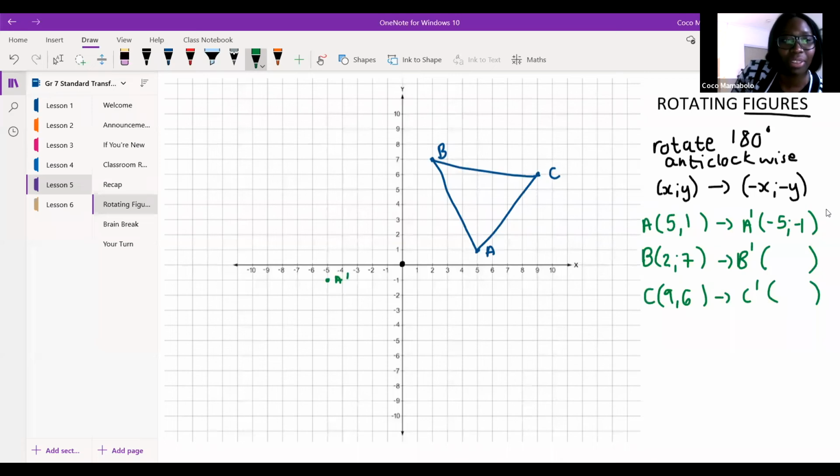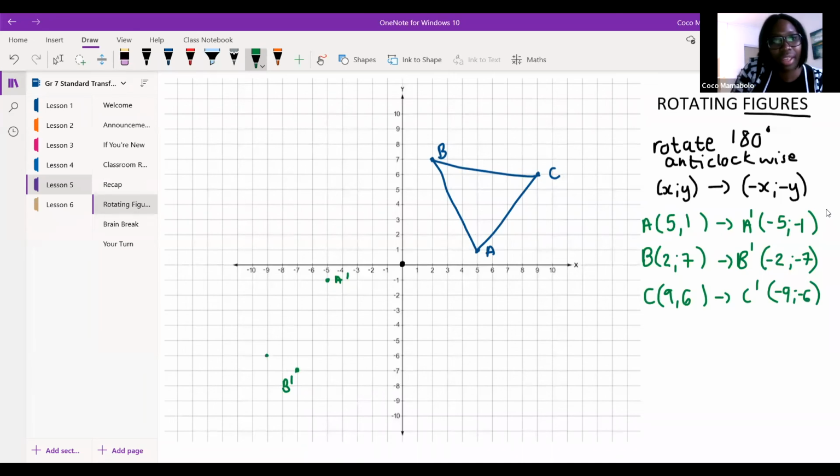Violetti, give me B prime now. Give me B prime. Okay. Well done, Bunolo. Too easy, guys. Negative 2 and negative 7. Well done. So I'm going to go to negative 2 and negative 7. Down here. Okay, there we go. And this is B prime. And then C, easy. Negative 9 and negative 6. Negative 9 and negative 6.